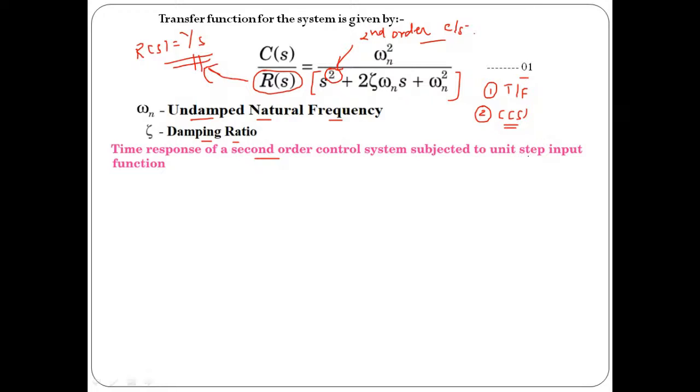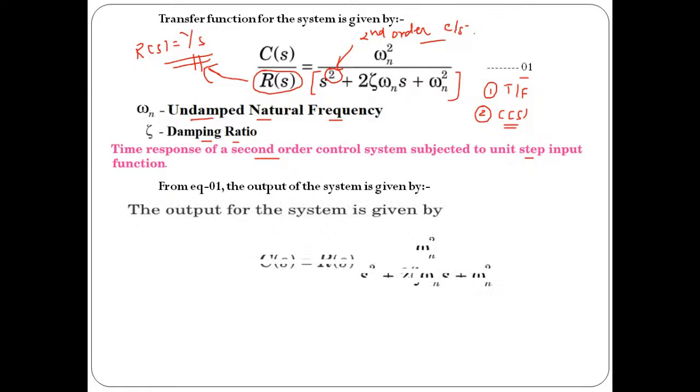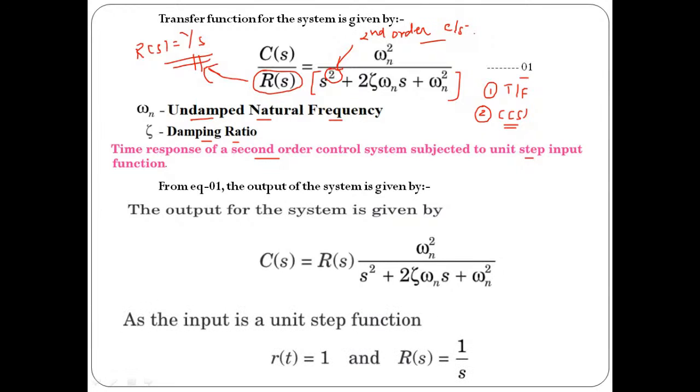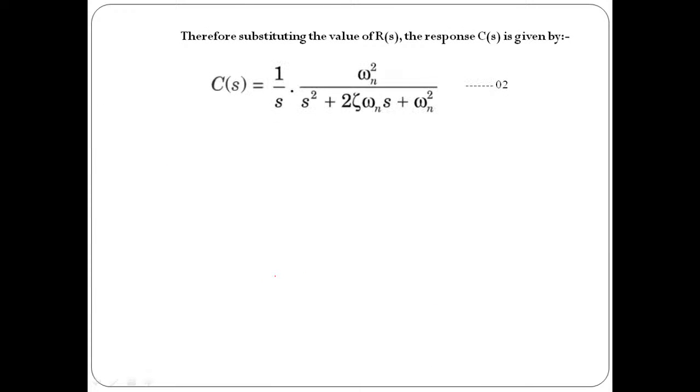That is important. So for unit step input function, you know that the value of R(s) is going to be 1 by s. So we can put this R(s) as 1 by s. That is important. And this 1 by s we are going to put over here. And let us try to calculate for C(s), response in frequency domain. So by substituting the value of R(s), and if you try to calculate for C(s), it will be like equation 2.